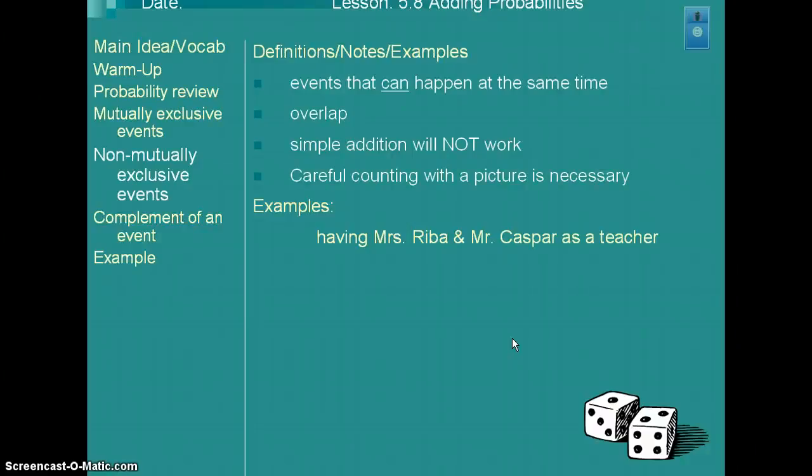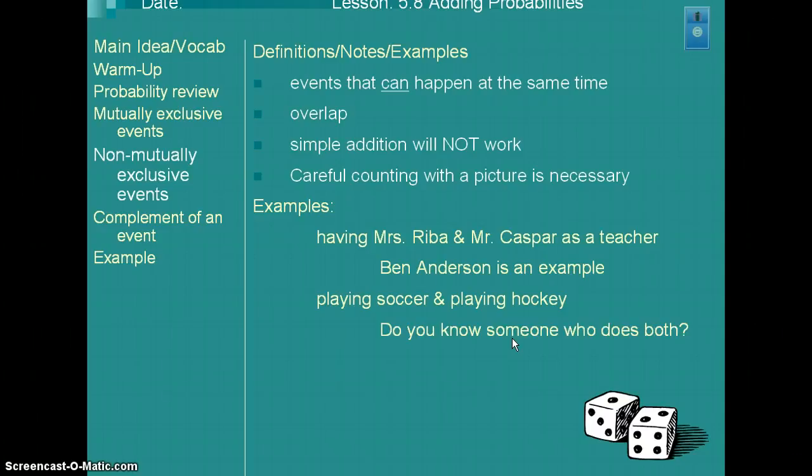Some examples would include having Mrs. Reba and Mr. Casper as a teacher. One student that you guys may know, Ben Anderson, he's an example of this. He has both myself and Mr. Casper as a teacher. Playing soccer and playing hockey. These are not mutually exclusive events because you potentially could do both. You might know someone that plays soccer and hockey, or you yourself might play both soccer and hockey.